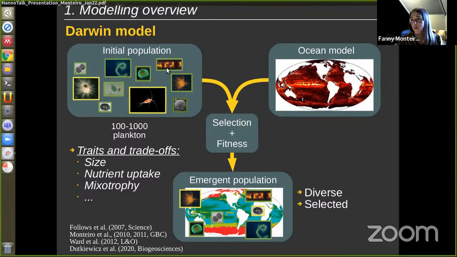And then this initial population is put into an ocean model, which represents all the ocean currents and the light and nutrient fields. And very quickly, the environment selects for the fittest organisms. So you end up with an emergent population, which is diverse, and also which is selected by the environment. So you have a real link with what the environmental conditions are. And that's quite a nice approach if you think about paleoclimate, where the environment was different. You would end up with a different population to the one of today. So it's a really flexible approach if you want to start thinking about paleoclimate or even future.